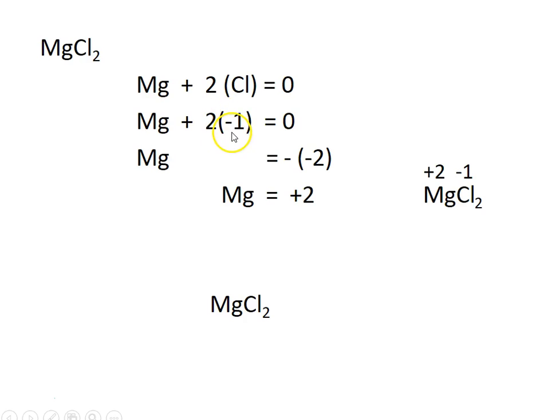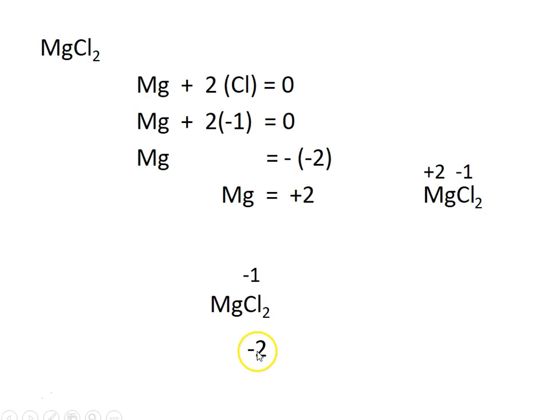So the oxidation number for chlorine would be -1. You've got two of them, so -2. If you take it over the other side, it's +2. You've only got one magnesium, so it's +2. If we do it around the formula, -2, oxidation number is the same as the charge.